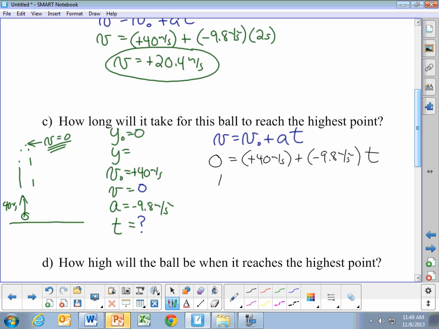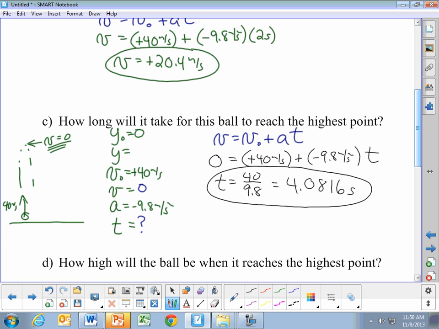And so if we solve this for the time, it is 40 divided by 9.8, which is going to be 4.0816 seconds. So it reaches the highest point at a time of 4.0816 seconds. Again, let's check to see if this makes sense.